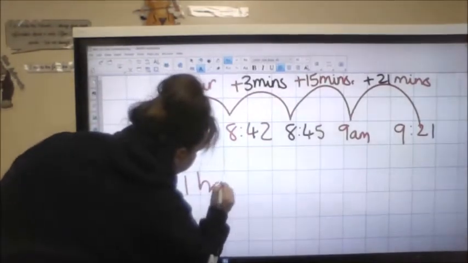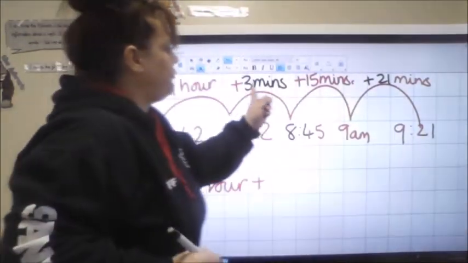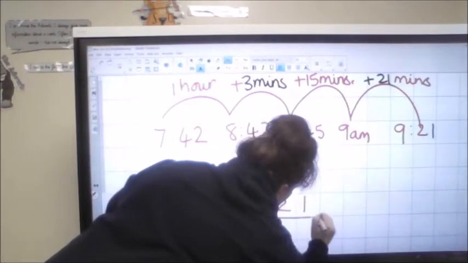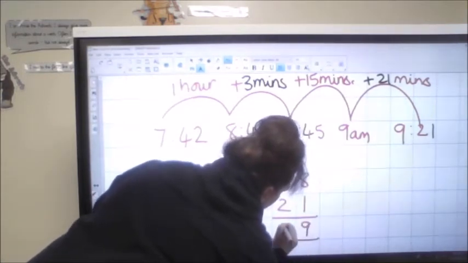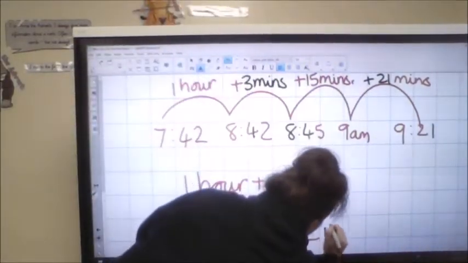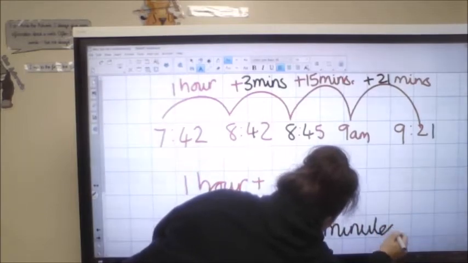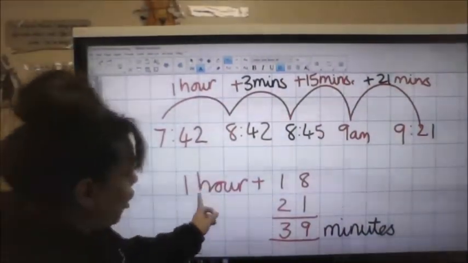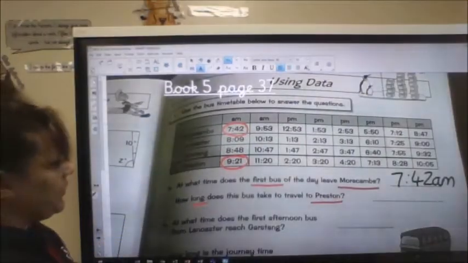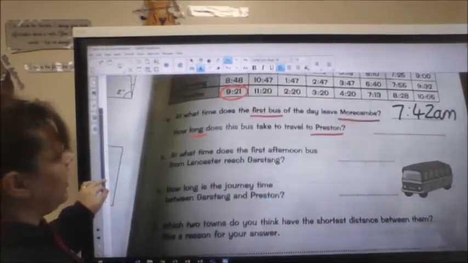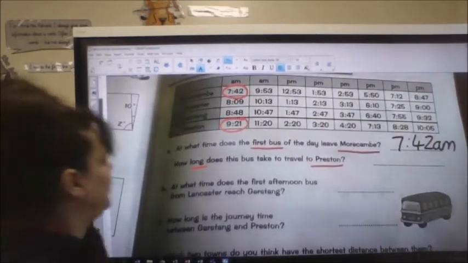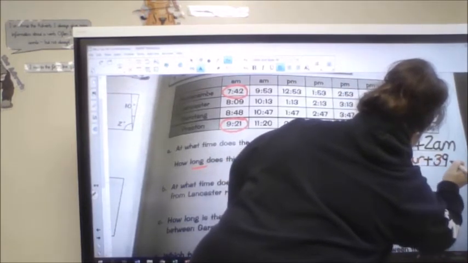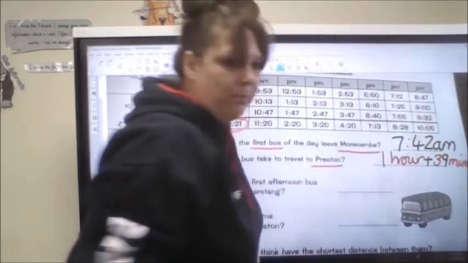So I've got 1 hour plus, well, 3 add 15 is 18. So I've got 18 and then I've got another 21. If I add those together, I get 39 minutes. So I know that my journey time will take me 1 hour, 39 minutes. So I can go back here and on my board I can write, 1 hour, and I'm not going to fit minutes in, so I'll put mins for short.